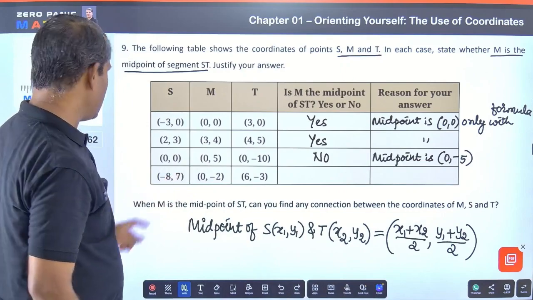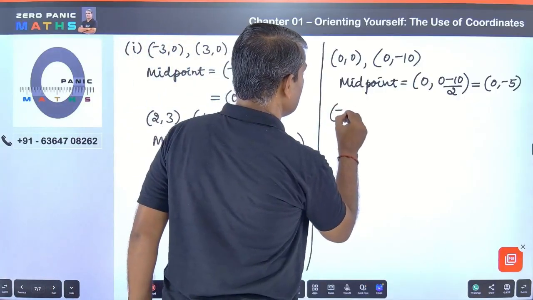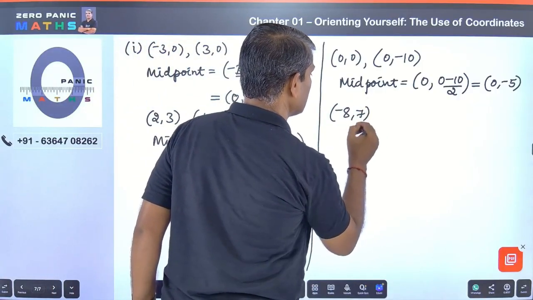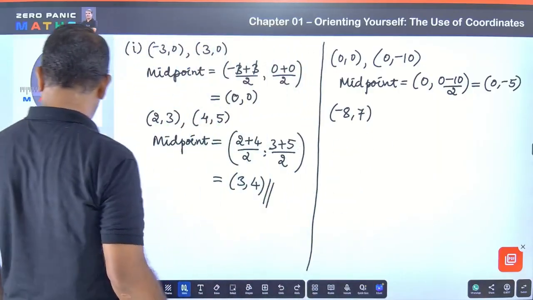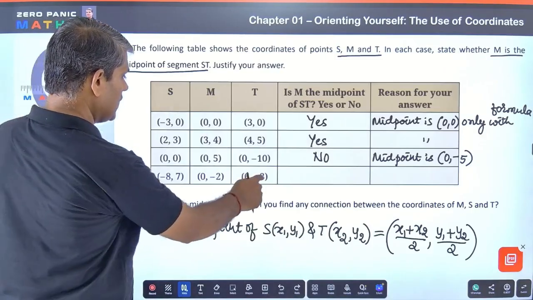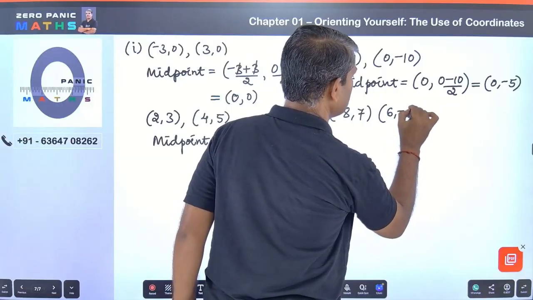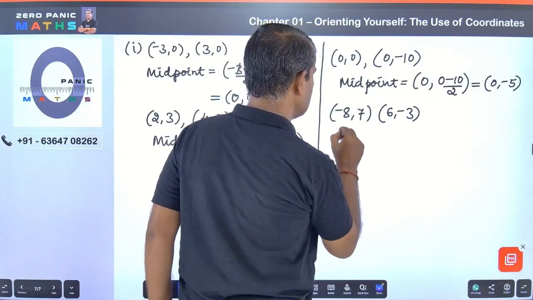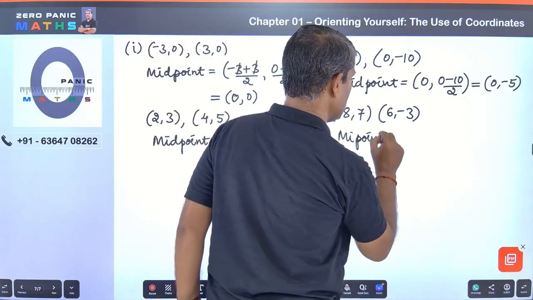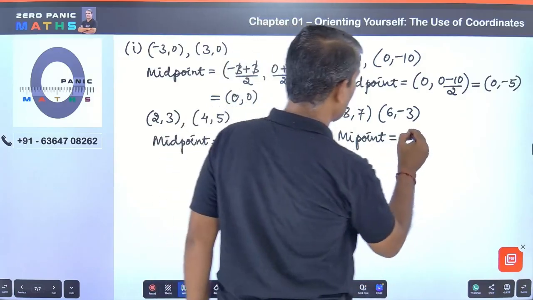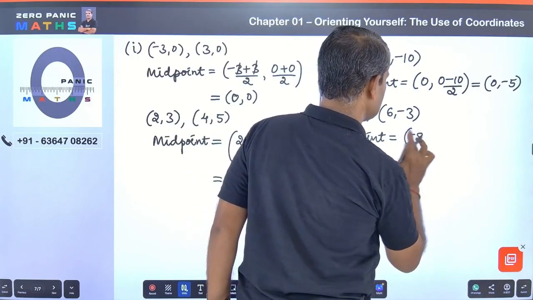Similarly, minus 8 7. Let me do that quickly. Sorry, and what is the second point? I didn't see that. 6 minus 3. So quickly calculate the midpoint. What is that? Midpoint is minus 8 plus 6.